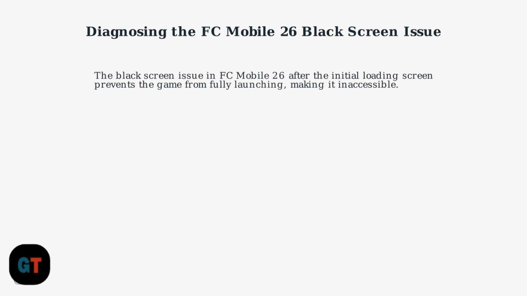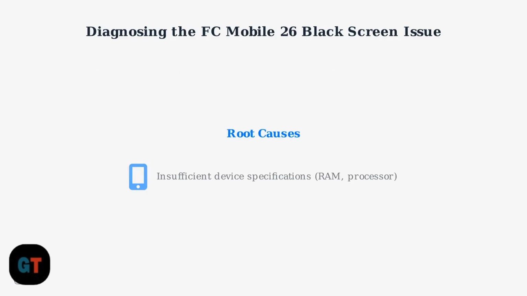The black screen issue in FC Mobile 26 occurs after the initial loading screen, preventing full game launch and making it inaccessible. This problem can stem from several root causes, including insufficient device specifications, where inadequate RAM or an outdated processor struggles to handle the game's demands, leading to crashes during startup.